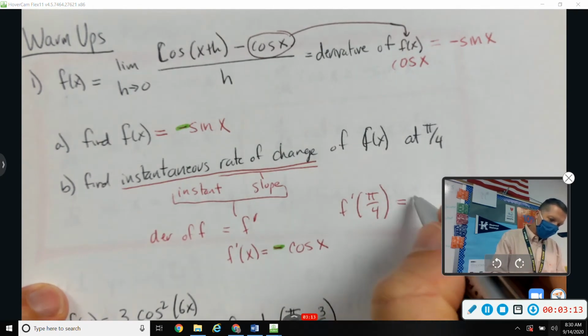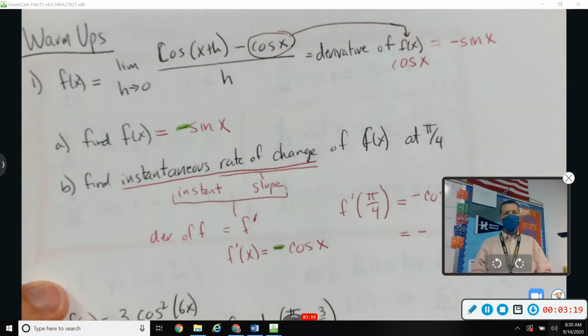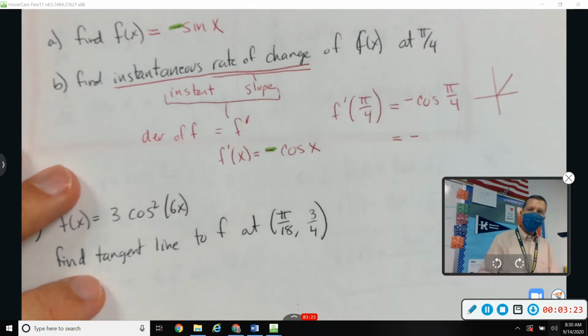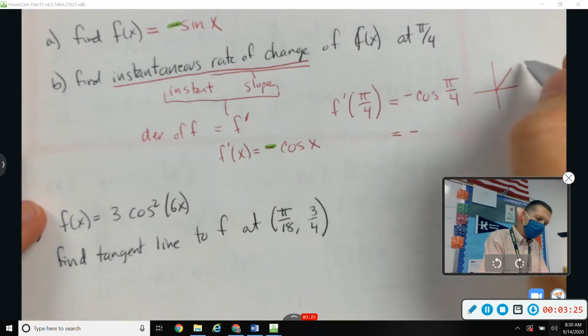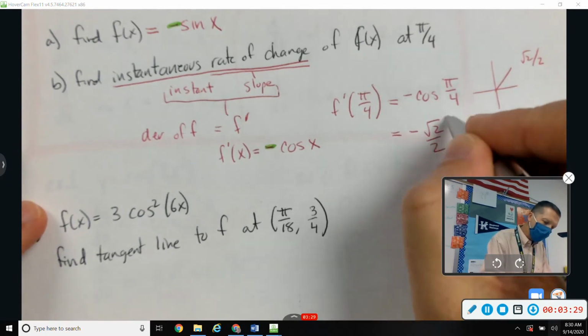So at pi over 4, that would be negative cosine of pi over 4. Cosine of pi over 4. Draw the picture. They're both root 2 over 2. So negative root 2 over 2.